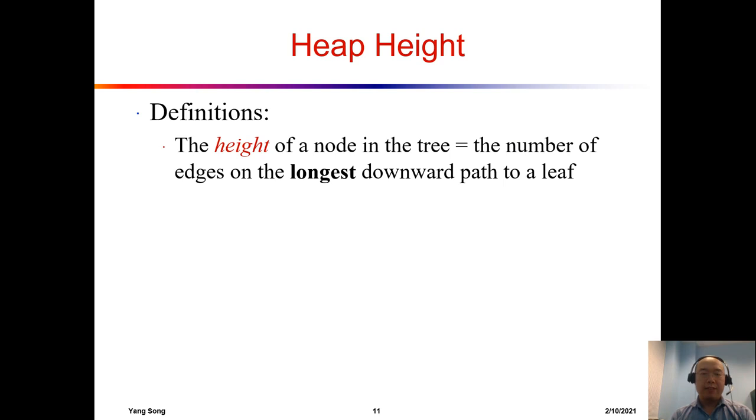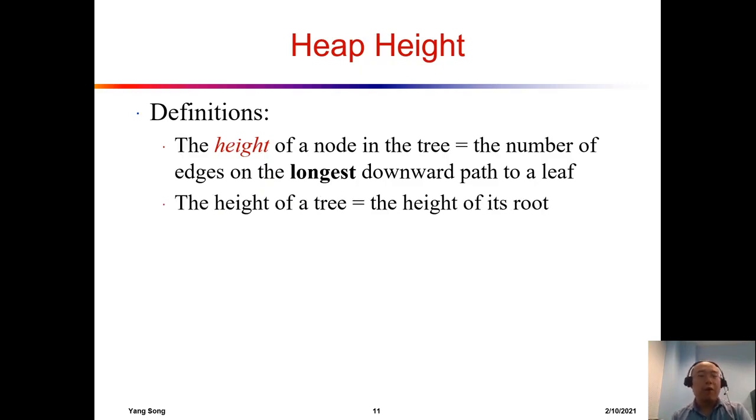Okay? So now we want to move on and define the height of the heap. The height of a node in the tree equals the number of edges on the longest downward path to a leaf. Okay, so this is the height of a node. And then let's move on. Well, we want to define the height of a tree or a heap. So the height of the tree is the height of the root.